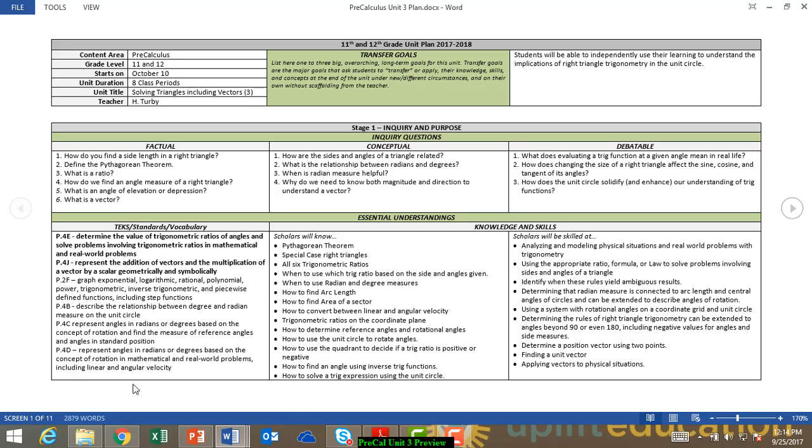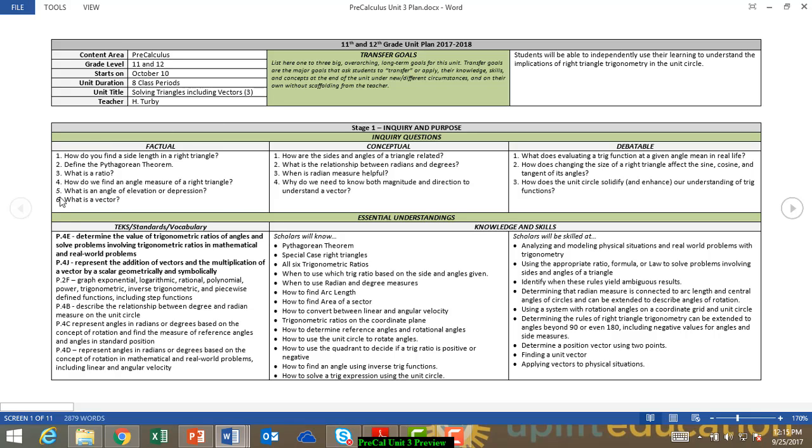So our students will be able to independently use their knowledge to understand the implications of right triangle trigonometry in the unit circle. So this unit is pretty heavy on the trigonometric ratios and how to use them in order to find reference angles, rotational angles, unit circles, rates of rotation, inverse trig functions, and how to calculate those within the unit circle. This is also a good opportunity for you guys to talk about maybe the hand trick or how you're going to teach these right triangle trig problems.